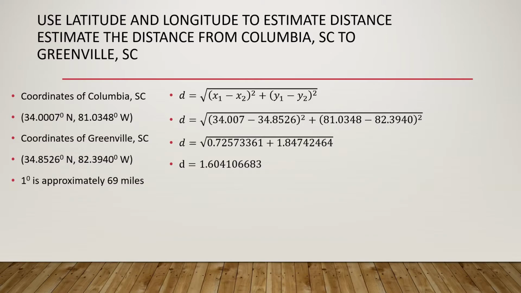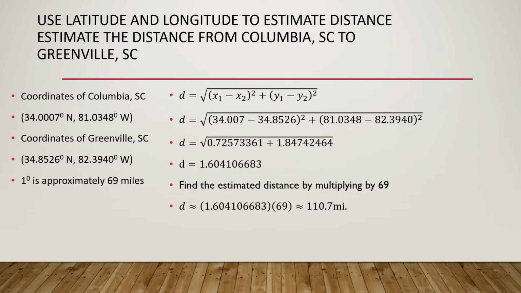That gave me approximately 1.604106683. You don't need all those decimal places, but it's always a good idea to wait until the last step to round your answer. Now, to find the estimated distance, we have to multiply by 69. We take the value we just got, multiply it by 69, and that gives us approximately 110.7 miles. That's not a bad estimate. When I looked up the distance, it said about 103 miles. Not a bad estimate, just using the distance formula.